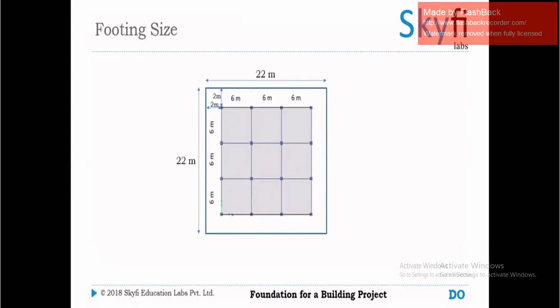You can see the 18 and 18 dimension is for the slab, but for the mat footing slab we will be extending it by 2 meter by 2 meter later onwards. So actually it will be 22 meter for the entire mat footing. So this is the problem statement. This is what we need to do. This is what we are assigned to do.